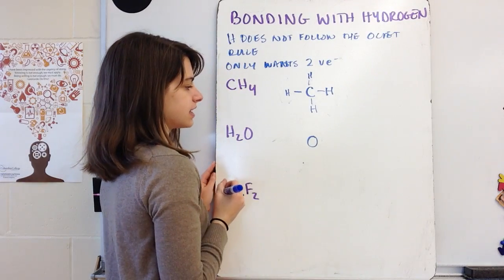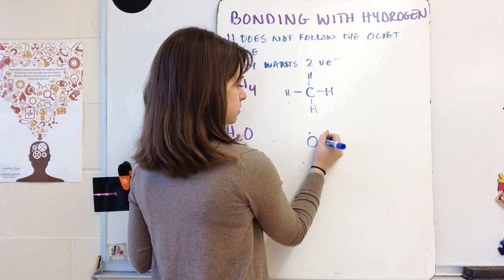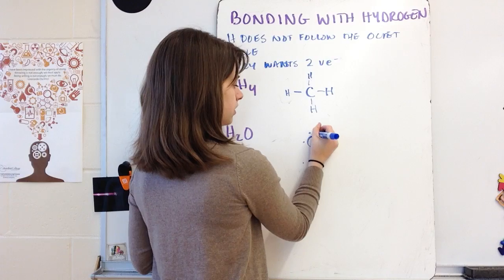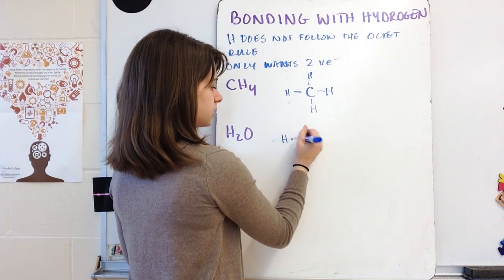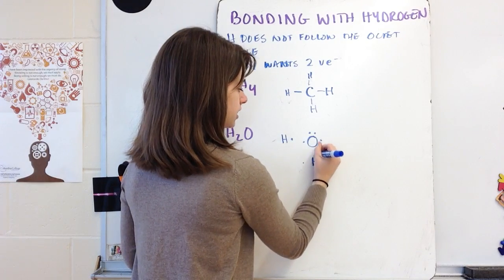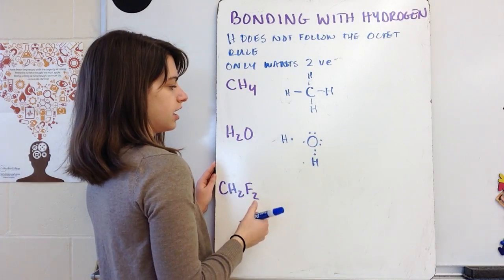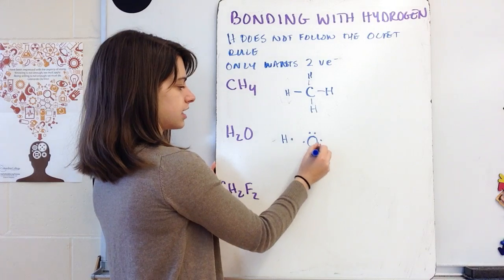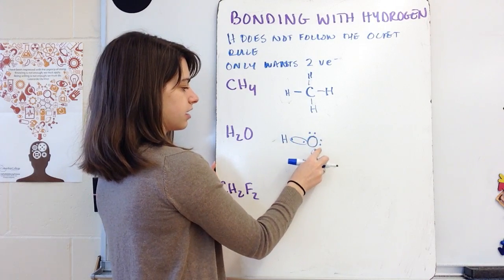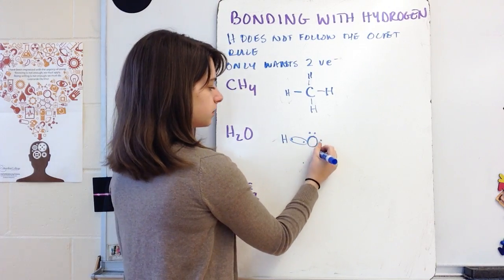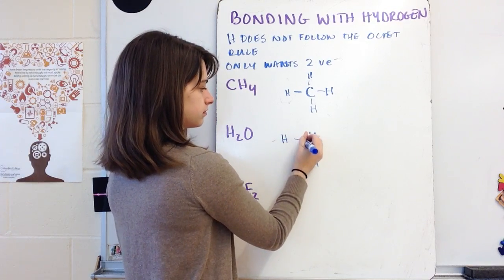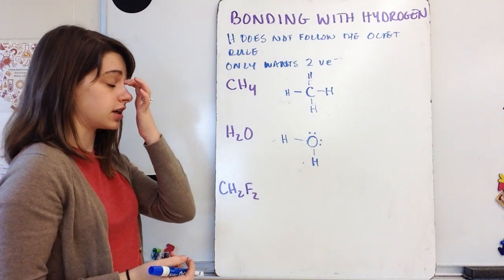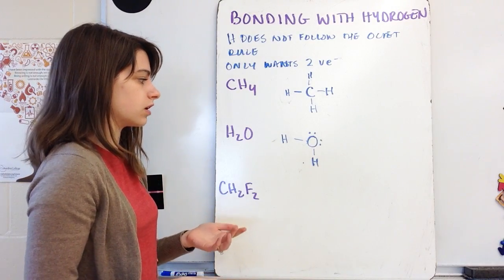And oxygen, we know, has 6 valence electrons. So 1, 2, 3, 4, 5, 6. Then we're going to put a hydrogen here with its 1 valence electron, and a hydrogen here with its 1 valence electron. And then they're going to pair up. So these guys are going to pair, and these guys are going to pair. So I'm going to erase my dots, replace them with lines. And so that's the covalent Lewis structure for water.